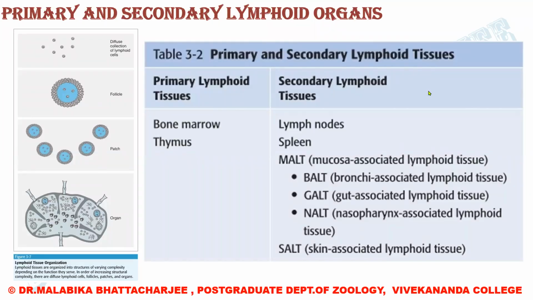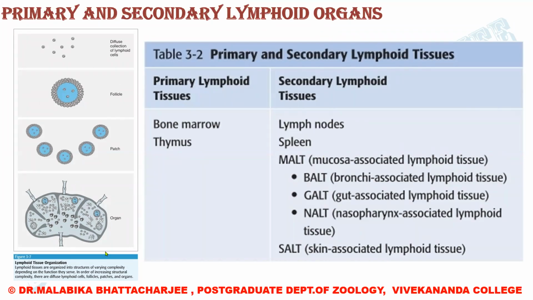Now, coming to the next part of the immune system, which is very important, is the organs of the immune system, the lymphoid organs. We all know that there are two categories of organs. If we divide the immune system very broadly, the primary lymphoid tissue consists of the bone marrow and the thymus, and the secondary lymphoid tissue, which consists of the lymph nodes, spleen, the MALT, and the SALT.